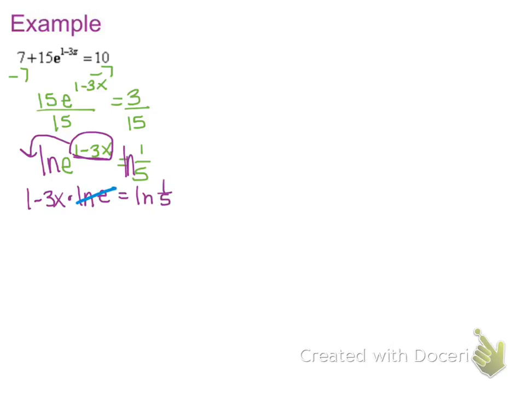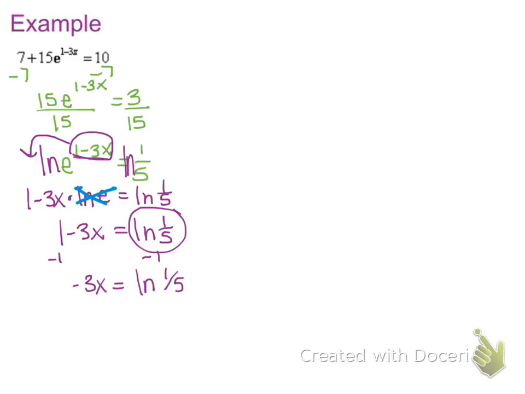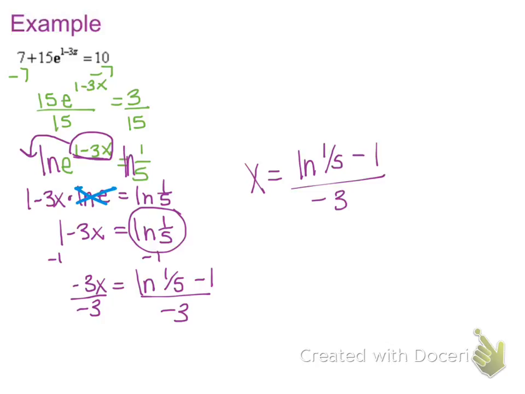Well, the natural log of e, those are going to just go ahead and cancel each other out, leaving you with just 1 minus 3x equaling the natural log of 1/5. So then you can just go ahead and use your basic algebra skills. You can either convert this to a decimal or keep writing it as such. So I would go ahead and minus 1 from both sides. So I have negative 3x equaling the natural log of 1/5 minus 1. And then I'm going to divide by negative 3. So my final answer would say x equals the natural log of 1/5 minus 1 divided by negative 3.